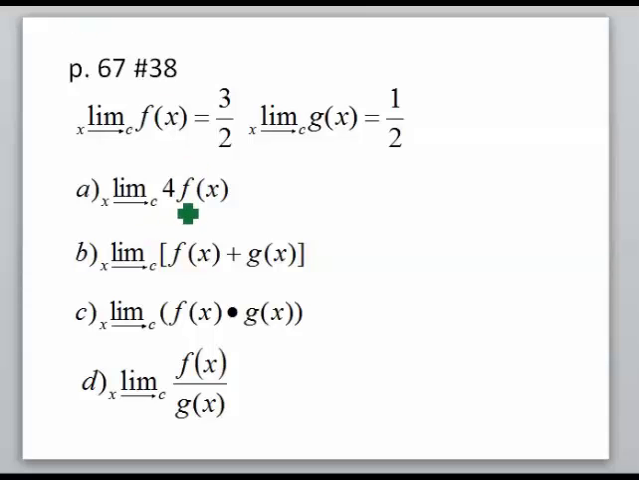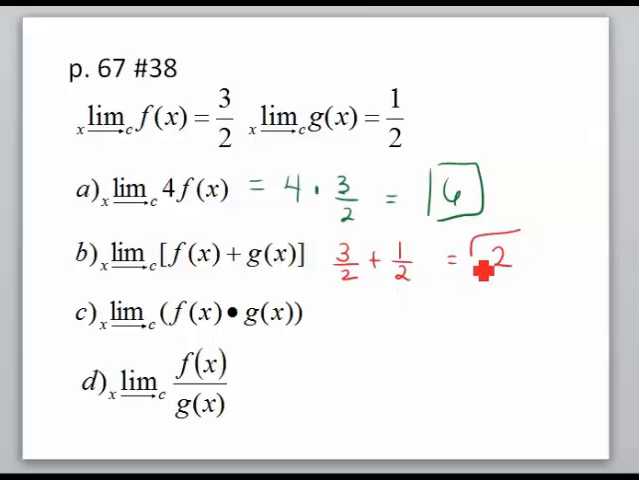So they say this is the scalar multiple one, so you're multiplying it times f of x. So they tell us what the limit is equal to, so we're just going to say the answer is 4 times 3 over 2, and so my answer is 6. Number 2, they're telling me that I'm adding 2 functions together. So I'll take the limit of each one of them separately. 3/2 is the limit of f of x, and I'll add it to the limit as x approaches c of g of x, which is 1/2. So my answer ends up being 2.